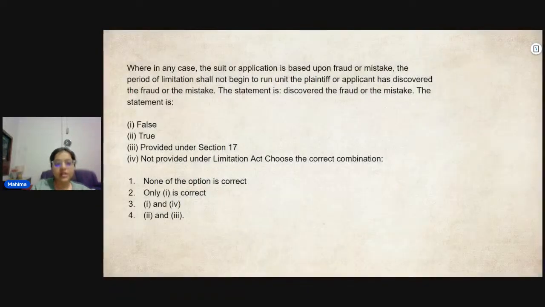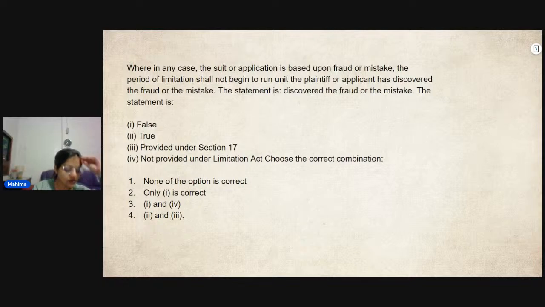Where the suit or application is based upon fraud or mistake, the period of limitation shall not begin to run until the plaintiff or the applicant has discovered the fraud or the mistake. The statement is false, true, provided under Section 17, not provided under the Limitation Act. Choose the correct combination: none of the options is correct, only option one is correct, 1 and 4, 2 and 3.